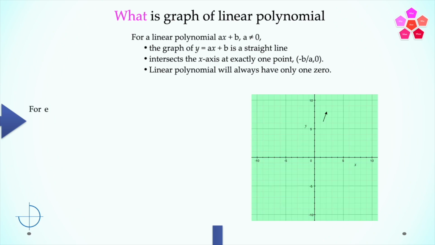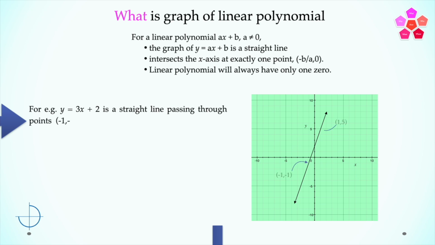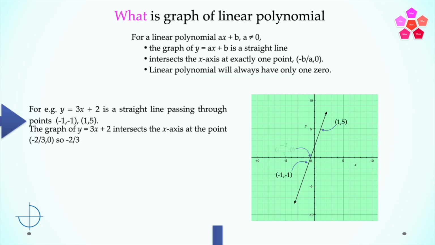For example, y is equal to 3x plus 2 is a straight line passing through the point minus 1, minus 1 and 1, comma 5. The graph of y is equal to 3x plus 2 intersects the x-axis at the point minus 2 by 3, comma 0. So, minus 2 by 3 is a zero of the polynomial y is equal to 3x plus 2.